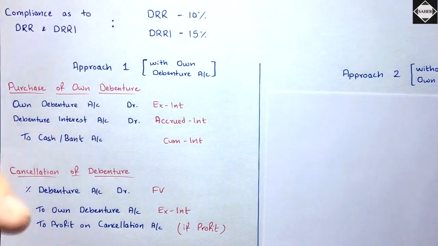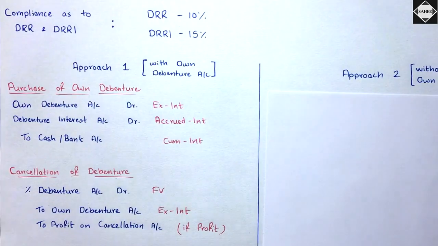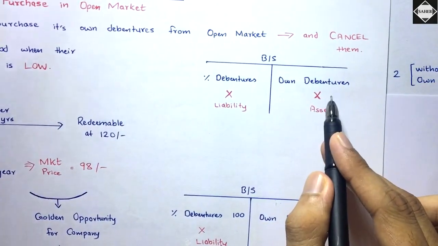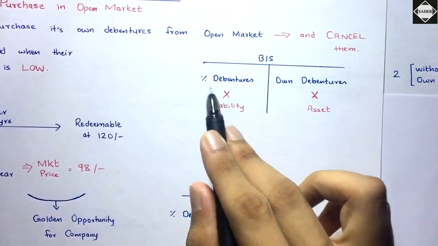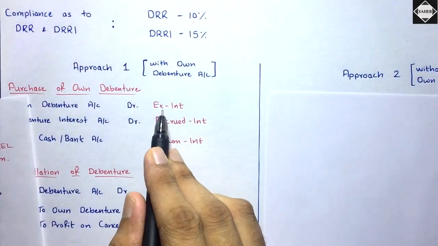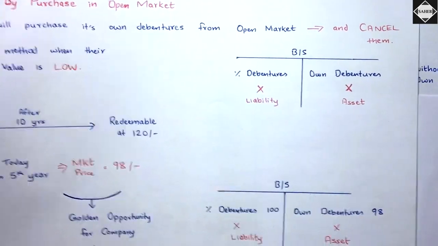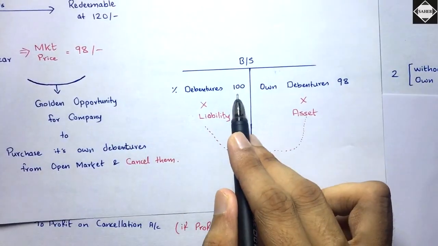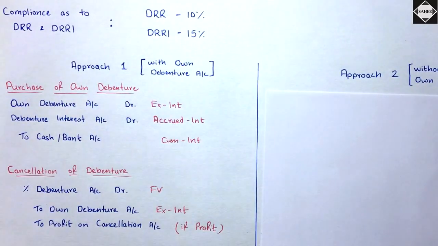Here you have purchased. When you purchase the debenture, what happened? It came into your balance sheet on the asset side here. And then what do you do? You cancel both the things: the liability, which is at the face value, and the own debentures, which is at the ex-interest price, at the cost. So you're going to cancel it off, isn't it? See here, cost, and this is the face value. So see here, the entry is very simple.